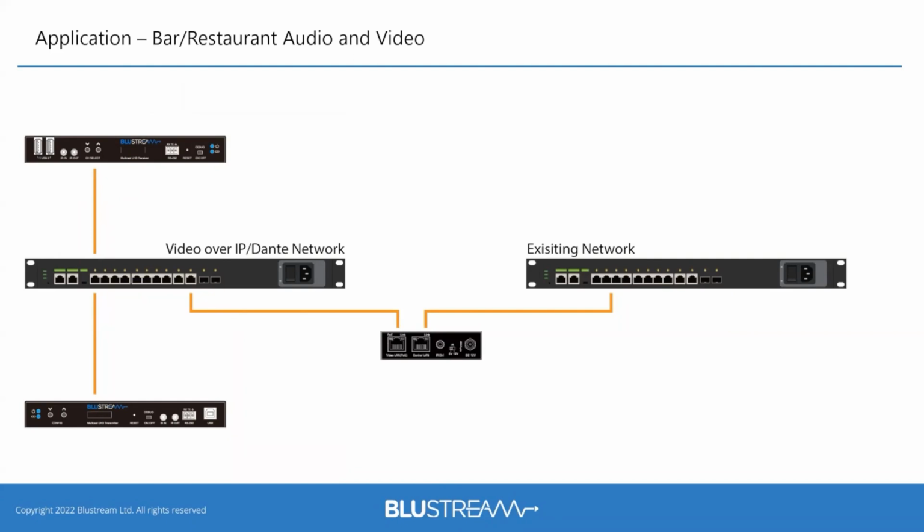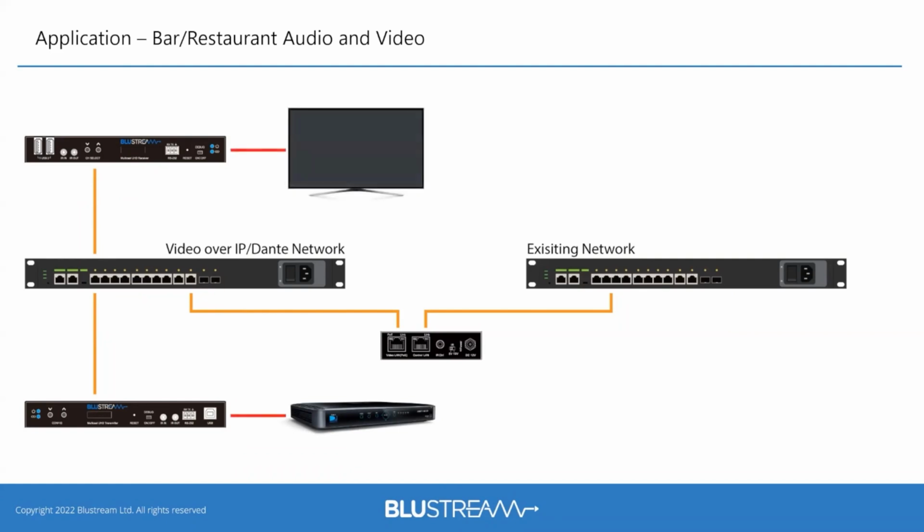We'll connect our sources, and in this case, a satellite receiver, right? Satellite video services are a very common source used in bars for showing sports content and other programming. And then, of course, we'll connect our displays. We've now created a typical video over IP system, all right?